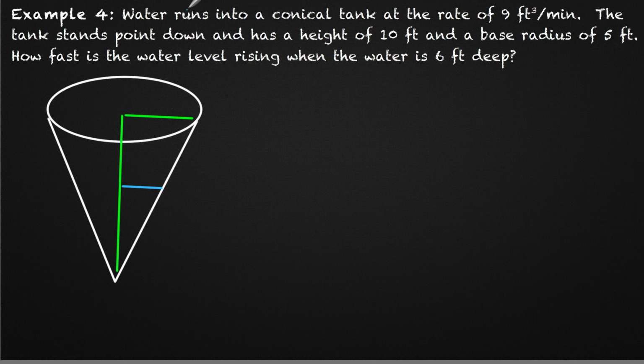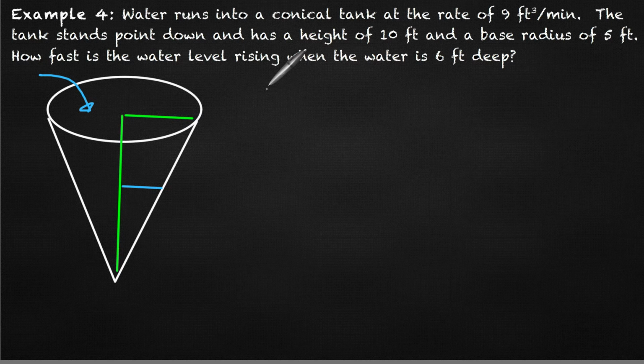Example 4, you have water that is running into a conical tank. Once again, please pay attention to whether water is coming in or out. If it's in, that means the volume is increasing, so you need to make that rate positive. If the water is going out, then it's losing volume, so you need to make that rate negative. But here it's coming in at a rate of 9 cubic feet per minute.